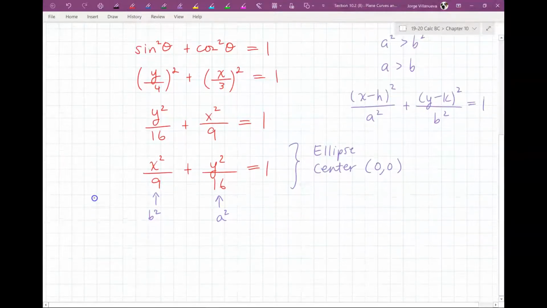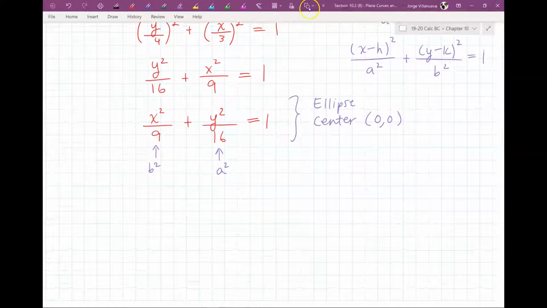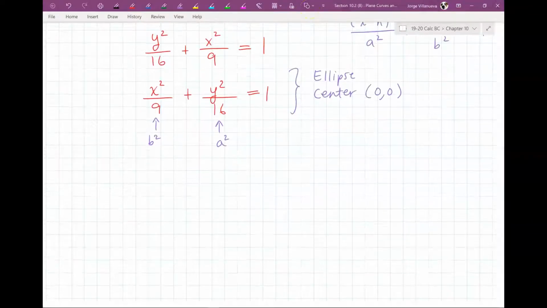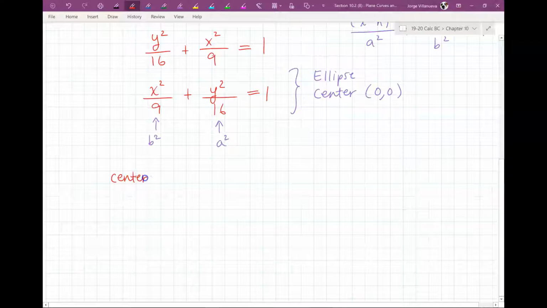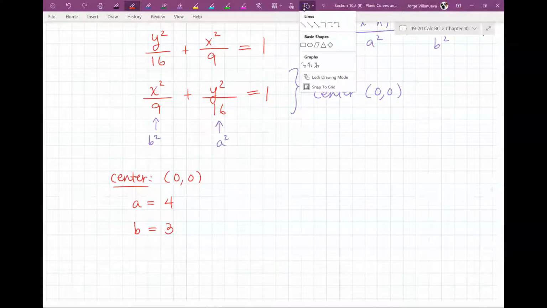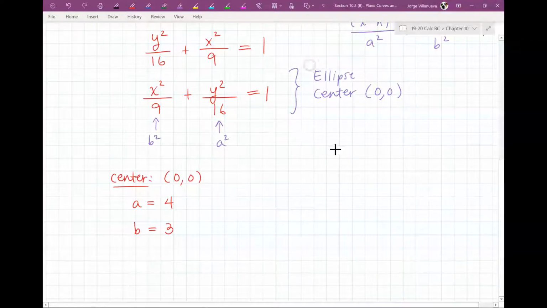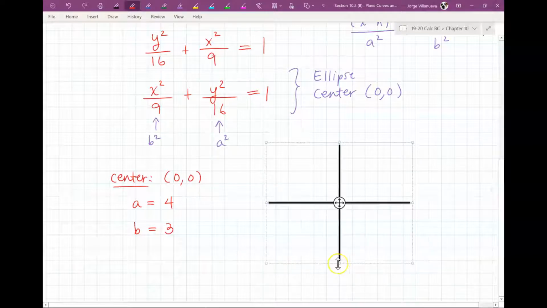Okay, so when I graph this thing, let me write this information down again. My center is 0, 0. My a value is 4, and my b value is 3. I know that because the square root of 16 is my a, and the square root of 9 is my b value. So let me graph this for you guys, and then you're done. You're not going to have to do a table or anything like that. Just use what's given to you.